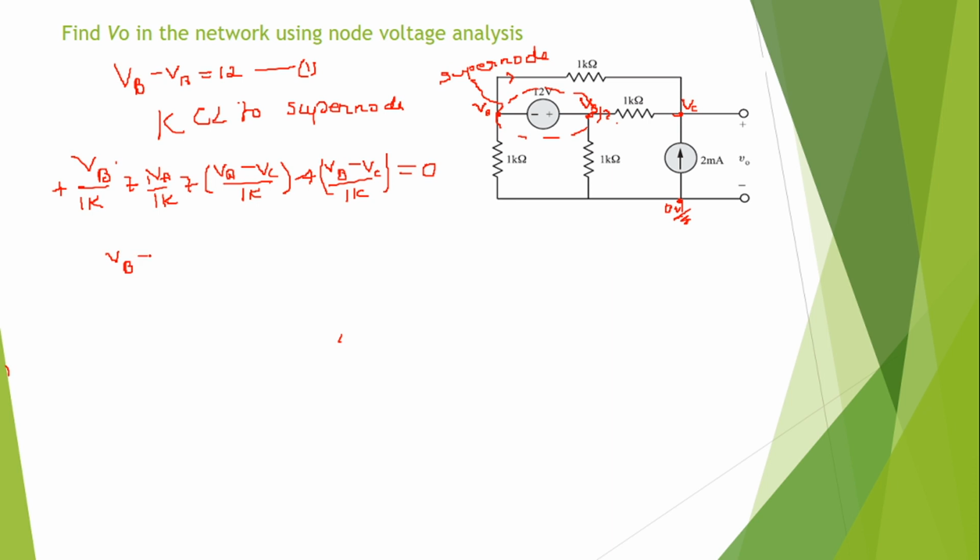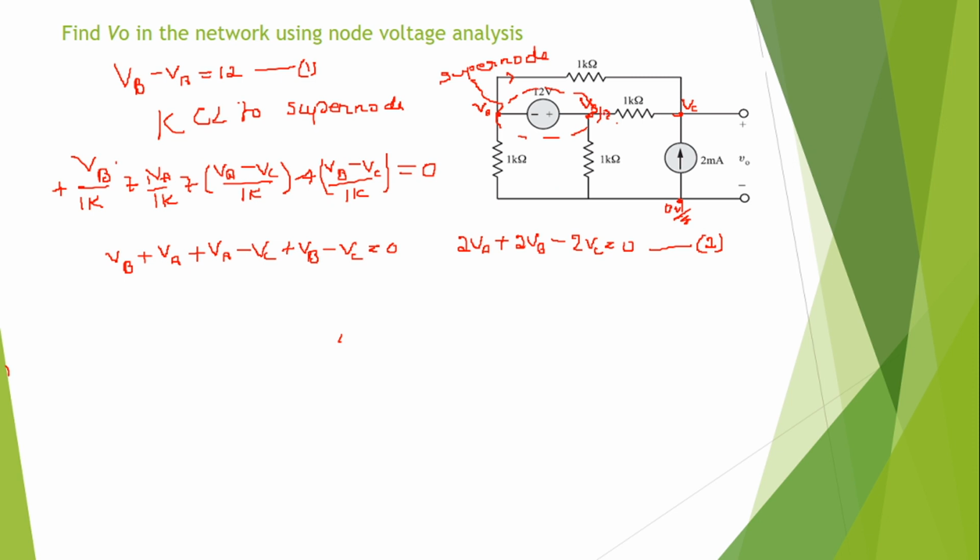VB plus VA plus VA minus VC plus VB minus VC equal to 0. So which I will write as 2VA plus 2VB minus 2VC equal to 0. So this is equation 2. So we got 2 equations.